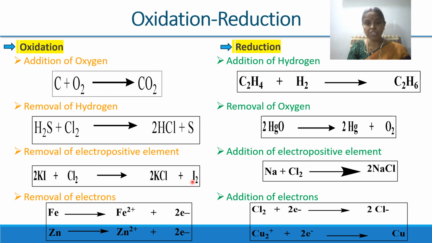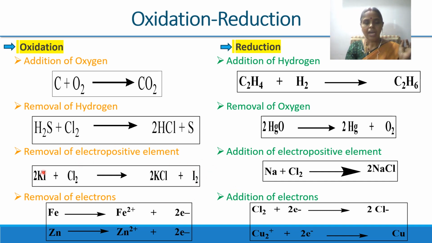Removal of electropositive element is also oxidation. See, potassium iodide. Potassium is the electropositive element. Iodine is losing the electropositive element. Removal of electropositive element is also oxidation. You can see potassium iodide is forming iodine. Means iodine is losing potassium. So, what is happening to iodine? Iodine is getting oxidized. What is the definition of oxidation? Addition of oxygen, removal of hydrogen, removal of electropositive element.